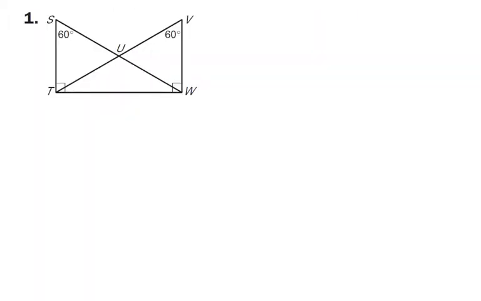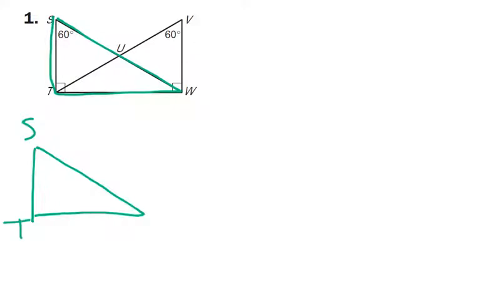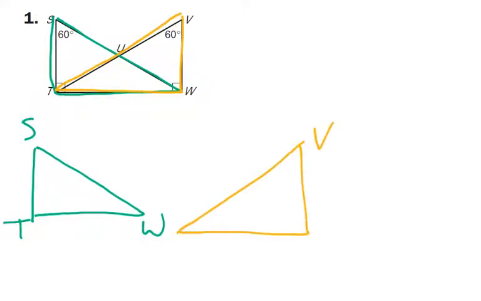Okay, so here's checkpoint number 1. Now, if you take that hint and draw the two triangles separately, triangle STW is one of your two triangles. So here's triangle STW, and over here, we'll draw triangle VWT. Okay, so the green and the orange triangles are what you're trying to show are congruent. So here's triangle VWT.